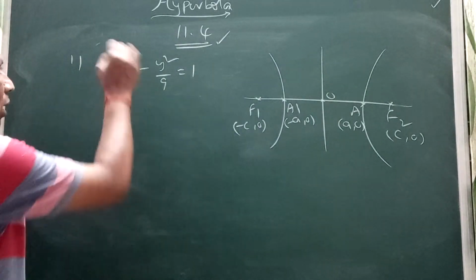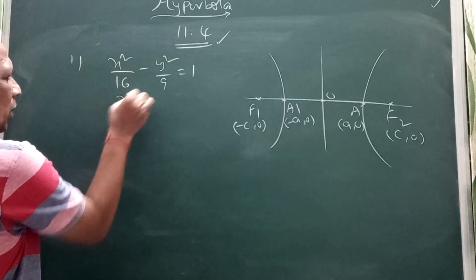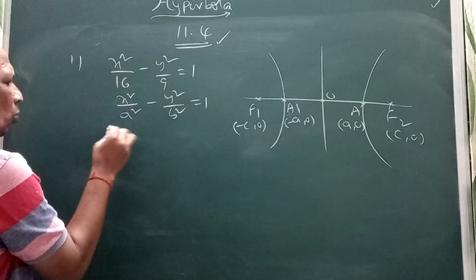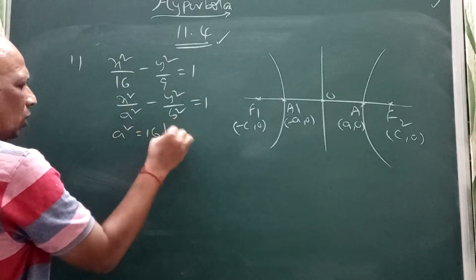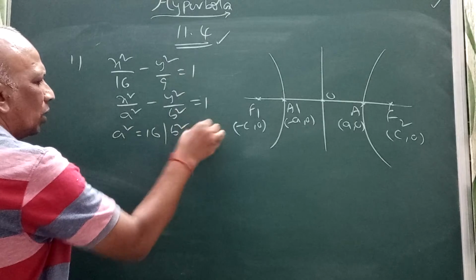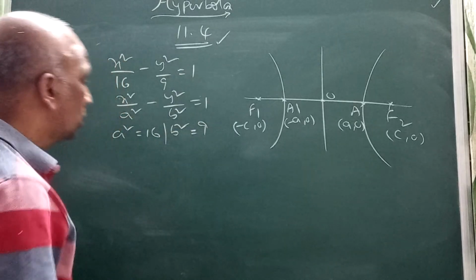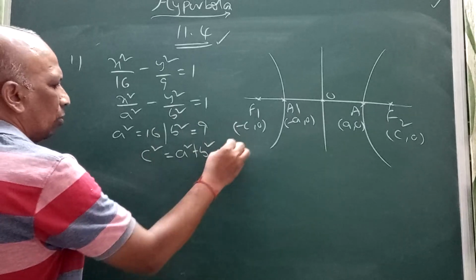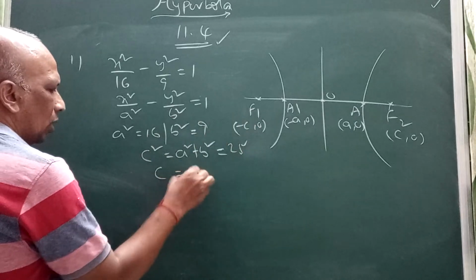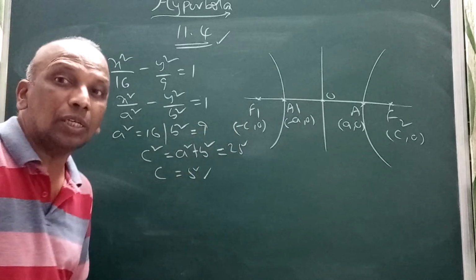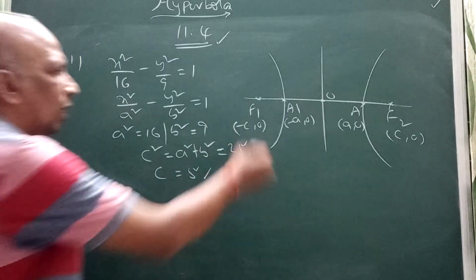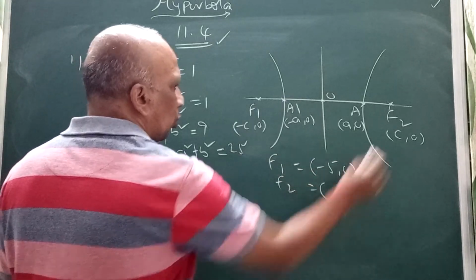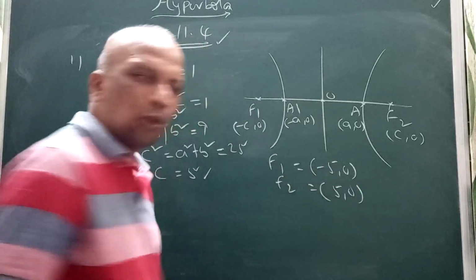They are asking first one, foci. First we'll compare. This one I can compare with x square by a square minus y square by b square is equal to 1. A square is equal to 16. B square is equal to 9. We have the formula c square equal to a square plus b square. It will come 25. C square is equal to 25. C is equal to 5. The distance c is equal to 5. I can write foci: F1 minus 5 comma 0, F2 5 comma 0.